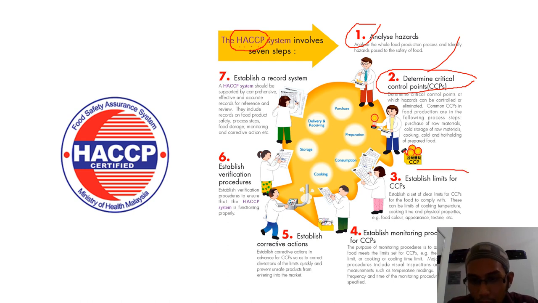And then number three is establish the limits. You need to establish a clear limit for the food handler to comply. You need to give the time and also give health promotion to the food handler. You need to follow cooking time accordingly. You cannot deep fry a chicken without properly ensuring that the chicken is properly cooked, all right?